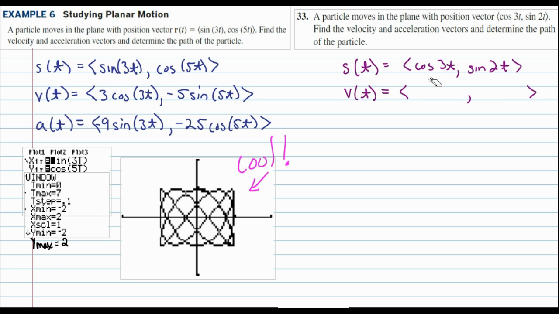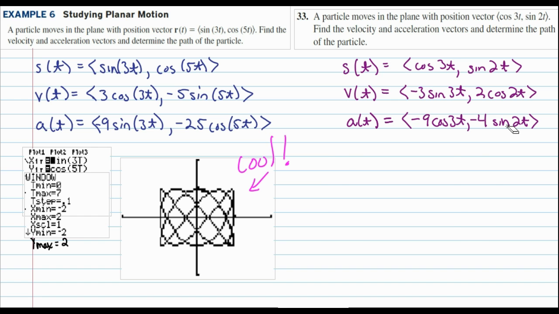So velocity, I'm going to take the derivative of the horizontal position expression, then the derivative of the vertical position expression to get the horizontal and vertical velocity of my particle. Then take the derivative of the velocity vector to find my acceleration vector, the acceleration of the horizontal motion and the acceleration of the vertical motion.